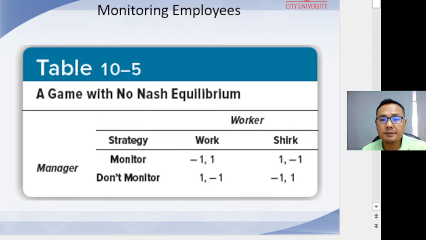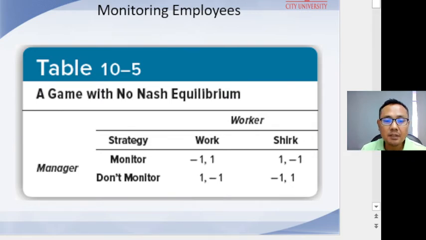The paradox, however, is that not monitoring isn't part of a Nash equilibrium either. To see why, suppose the manager doesn't monitor, then the worker will maximize her payoff by shirking. Given that the worker shirks, the manager does better by changing the strategy to monitor, to increase his payoff from -1 to 1. So we see that don't monitor is not part of a Nash equilibrium strategy either.